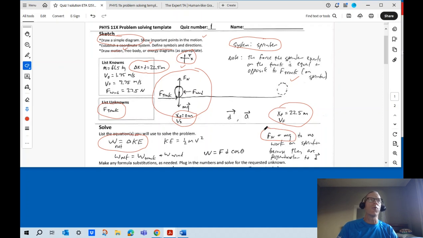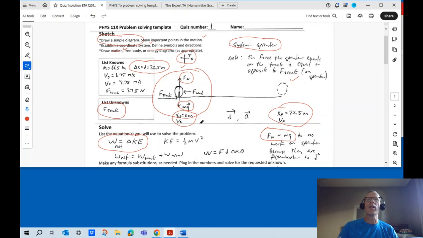and the frictional force. So the track is doing work on the sprinter when it's pushing the sprinter parallel to the track. The track is also holding the person up from falling down towards the center of the earth, but that doesn't do any work. So this force and this force are perpendicular to the motion of the sprinter.